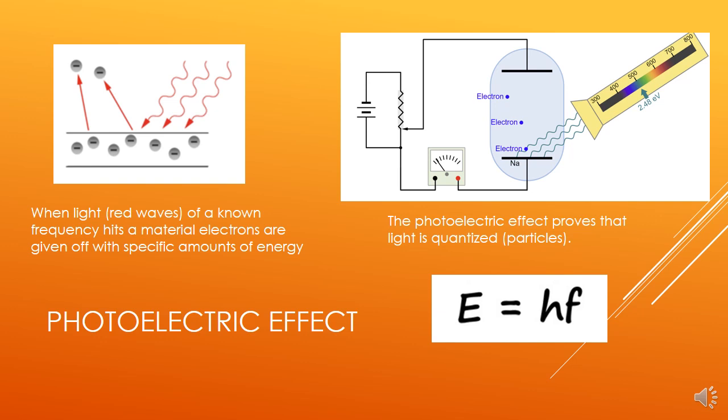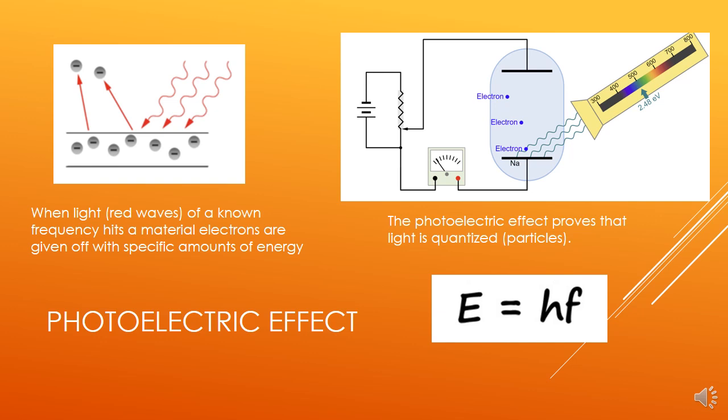And we prove that light is a particle with this photoelectric effect. So what is the photoelectric effect? Well, the graphic on the left shows light represented as red, the red waves, hitting this substance, and electrons are being emitted. So I wrote, when light, red waves of a known frequency, hits a material, electrons are given off with specific amounts of energy. So yeah, photosensitive materials like to give off electrons when you shine light on them.